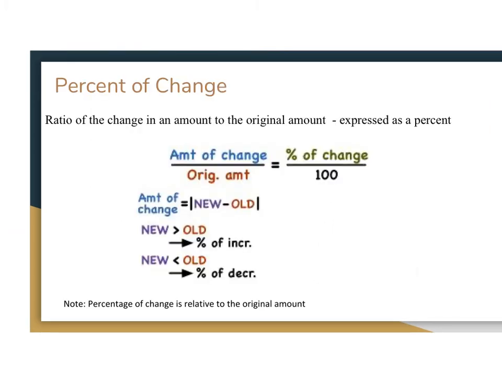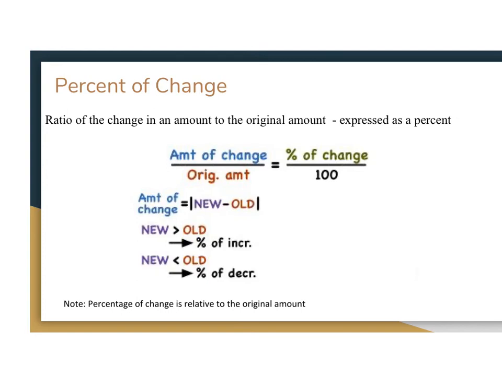Moving on to the next topic, we're going to be talking about percent of change. Percent of change is the ratio of the change in an amount to the original amount, often expressed as a percent. We determine our amount of change and divide that by the original amount. We then take 100 and multiply it by that ratio, and we will get our percent of change.